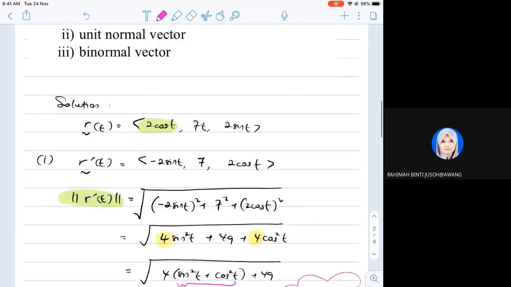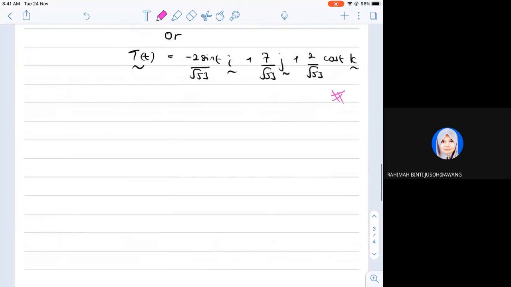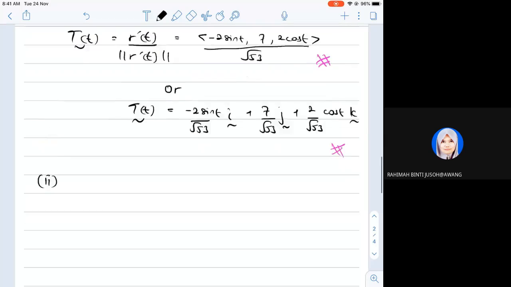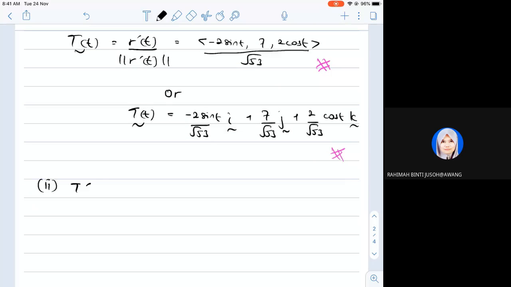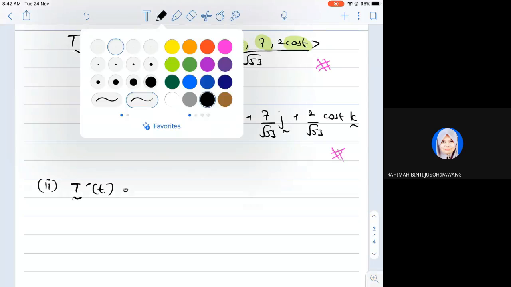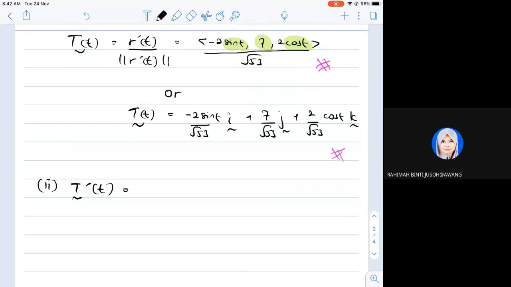Next, question number 2. We need to find the unit normal vector. What to do now for question number 2 is to find T prime t. We have to differentiate our unit tangent vector, the answer you got earlier. You have to differentiate this, this, and this one. So what we will get is, differentiating negative 2 sine t, we will have negative 2 cos t.